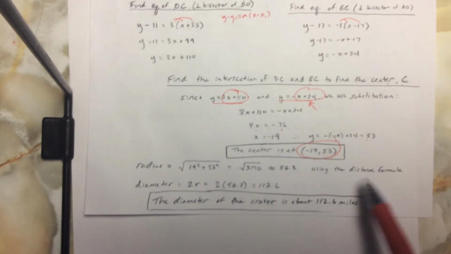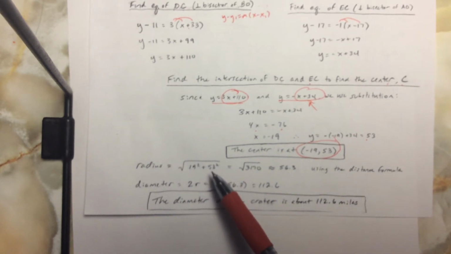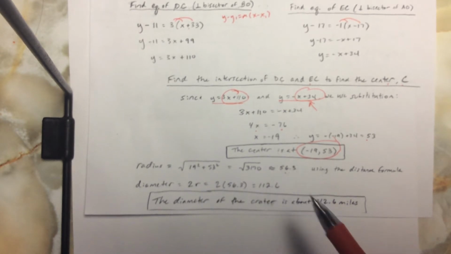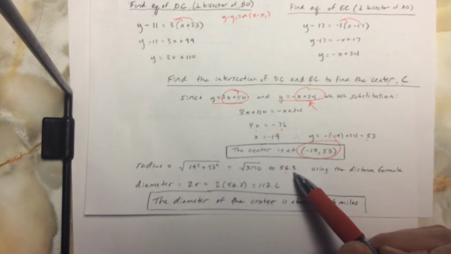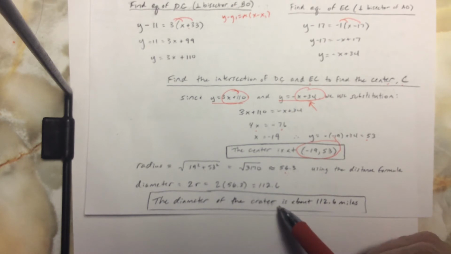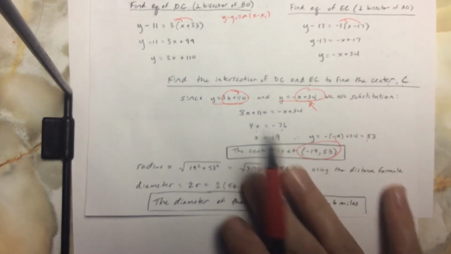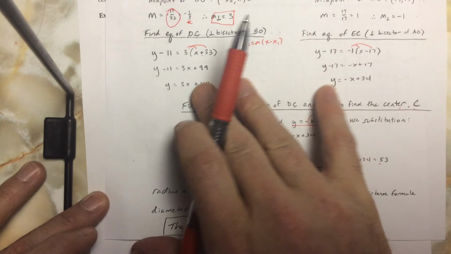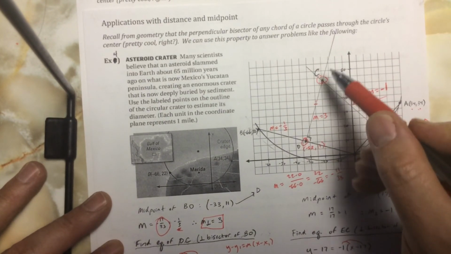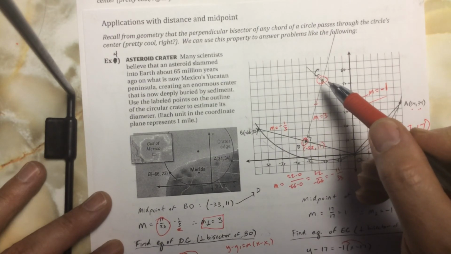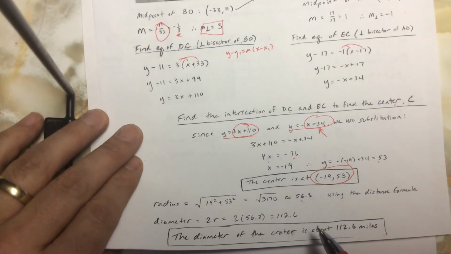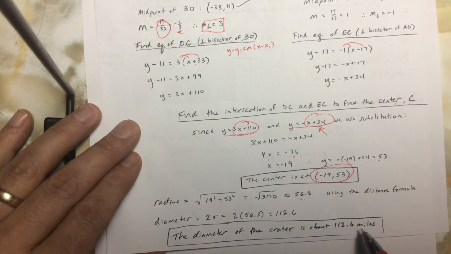Can I put here, using the distance formula? Really, it's basically using the Pythagorean theorem. We need to double that 56.3 in order to get our diameter, so we get 112.6, and our units are in miles. So through a little bit of geometry combined with algebra, the solving of a system, we're able to find the center and then the radius and then double it to find out that our diameter is 112.6 miles.